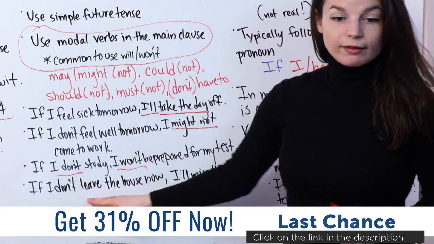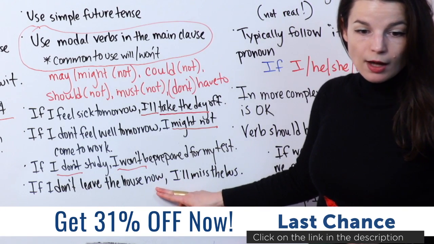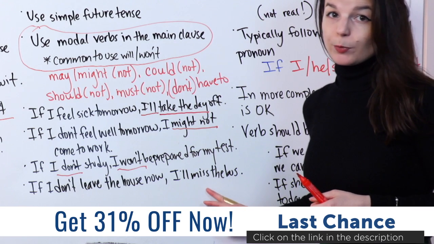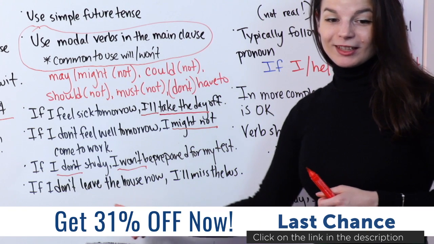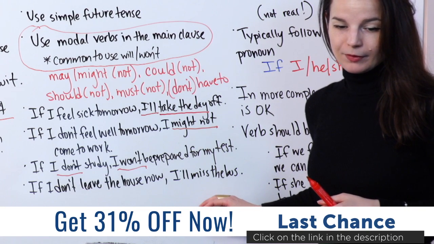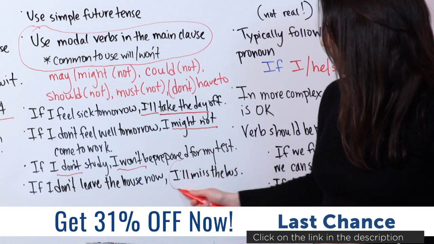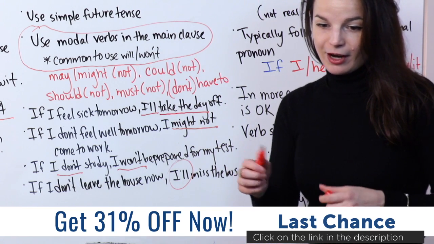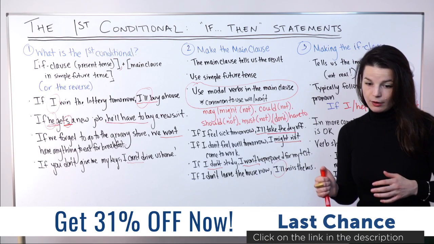Okay, one more example. If I don't leave the house now, I'll miss the bus. This is a good daily life expression you can use. If I don't leave now, I'll miss the bus. I'll miss the train. So again, we're using this will in the main clause here. Very common here. Very basic grammar.